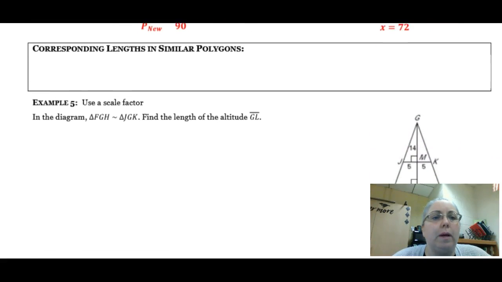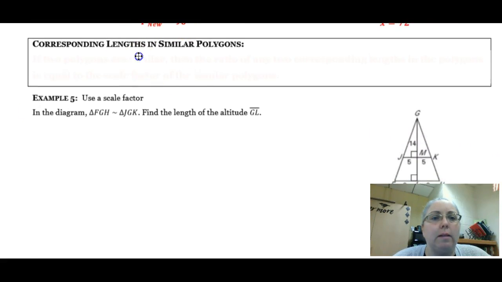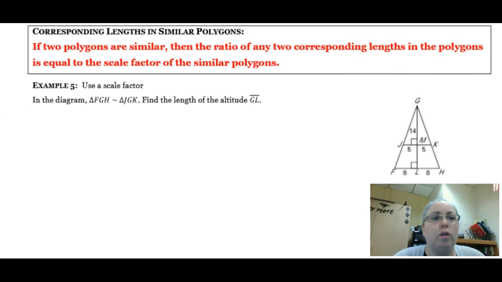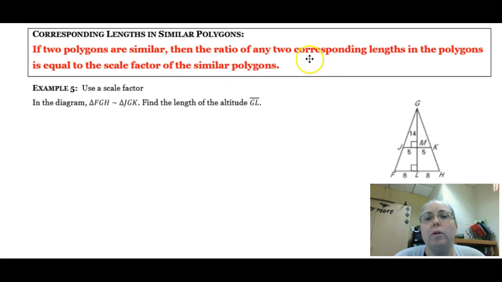All right, corresponding lengths in similar polygons. So last unit we learned a lot about different segments in triangles, altitudes, for example. So if two polygons are similar, then the ratio of any two corresponding lengths in the polygons is equal to that scale factor as well.